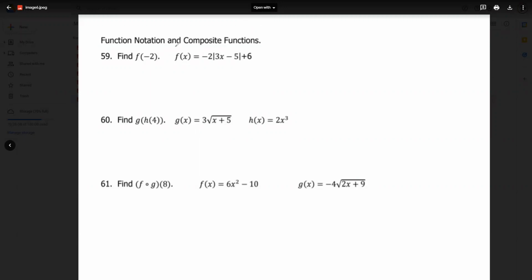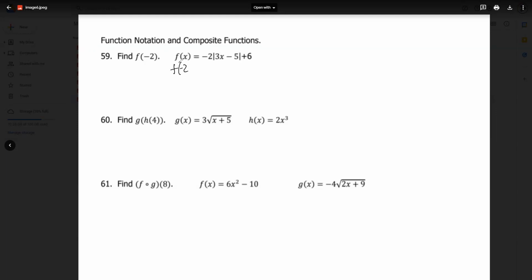All right, so let's look at a couple of these problems. We'll just go on and do 59 through 61, function notation here, and composite functions. So finding f of -2 is as simple as plugging it in. We're just going to make sure that we get exactly the right answer and not make any mistakes along the way.